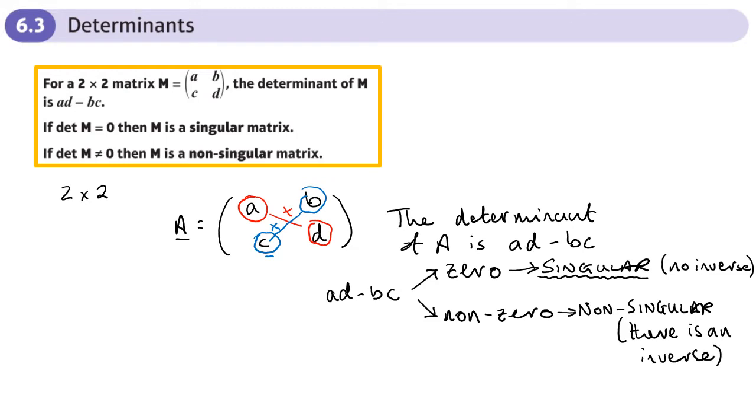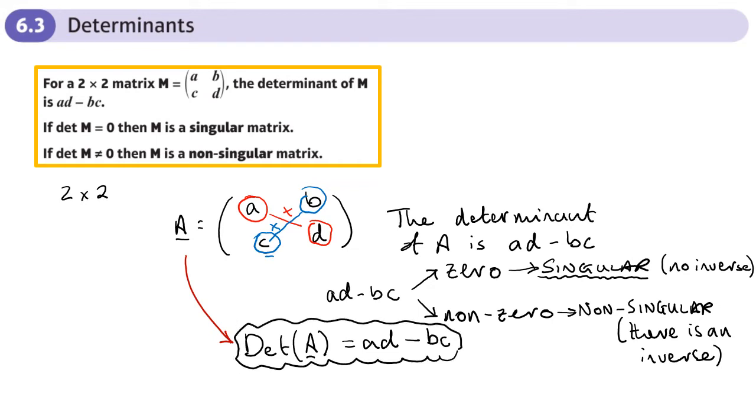Now, we don't want to keep writing "the determinant of A is". So if we've got a matrix A like that, we would write det A, or put it in brackets. This basically means the determinant of A is AD, the first element times the fourth element, minus the second element times the third element.